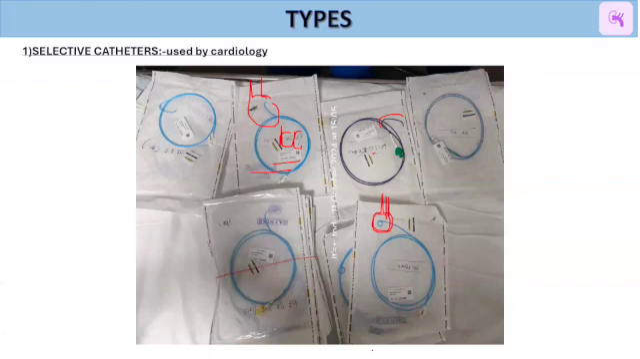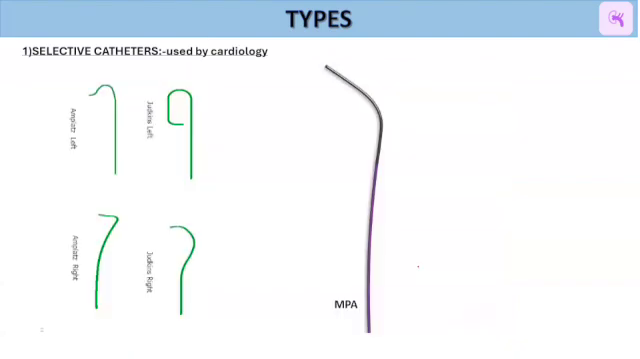Can you see this pigtail catheter? This pigtail catheter is the only catheter which has multiple side holes, and these side holes are used when our catheter is in a large vessel and we need to flush the contrast and do an angiogram of a large vessel. At that time, this pigtail catheter is used.